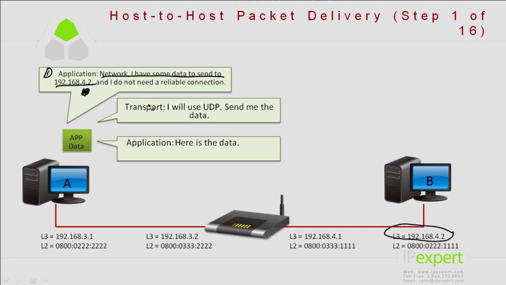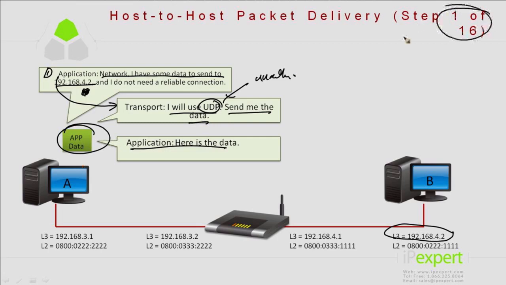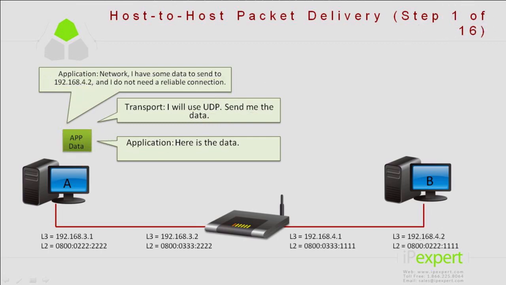But the problem here is that the application layer is going to send this down to the transport layer. The transport layer is going to say, okay, I'm going to use UDP, which means I'm going to have an unreliable communication, and I need the system to send me the data. So what will happen now is the application layer says, here's the data, and now I've got this packet that I need to work with. Now what I need to do is determine what I'm going to do with it. And we're going to follow this through all 16 steps of this particular communication process.